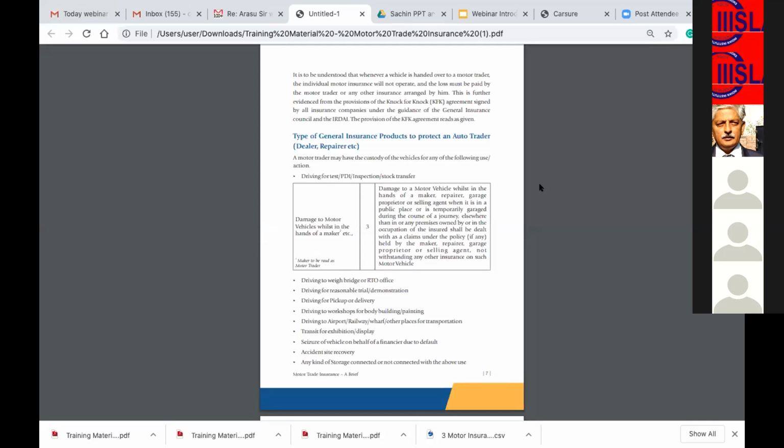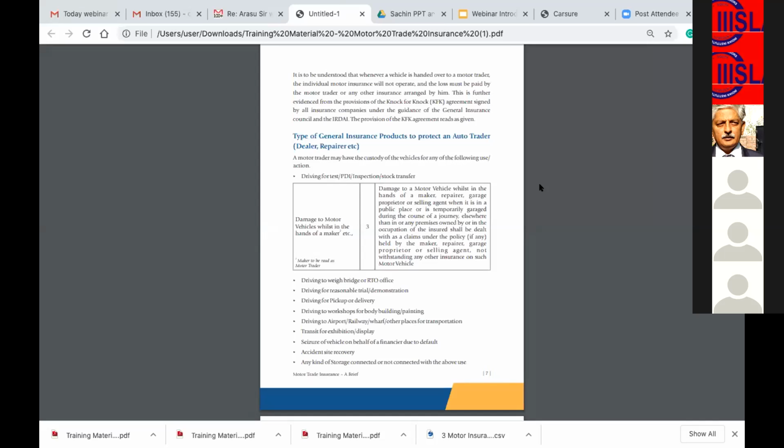Since it is a motor trade certificate, that means a temporary registration. Naturally, the insurance product will support it either by way of a legal liability policy, a third-party legal liability policy, or a package policy to the particular motor trader. That is what motor trade insurance is concerned with.